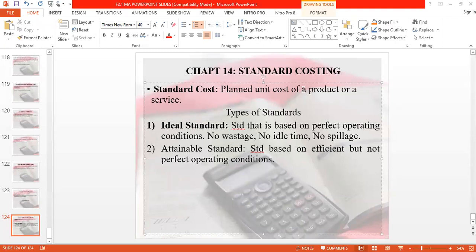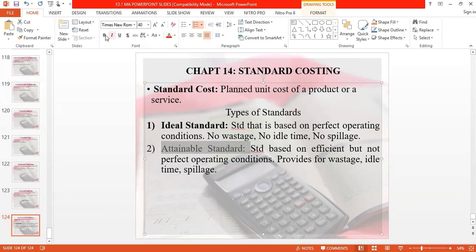Yes, attainable is the same as achievable, but the word we use is attainable. It is a standard that is based on efficient but not perfect operating conditions. It provides for wastage, recognizing that there can be some small wastage. It provides for idle time. It provides for spillage, that there can be some oil that spills in the process. That is called an attainable standard.